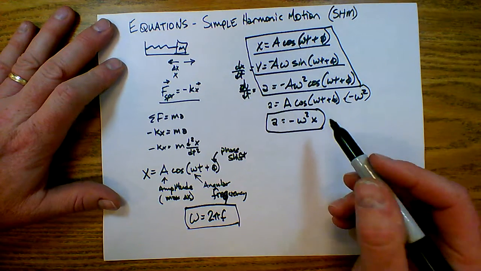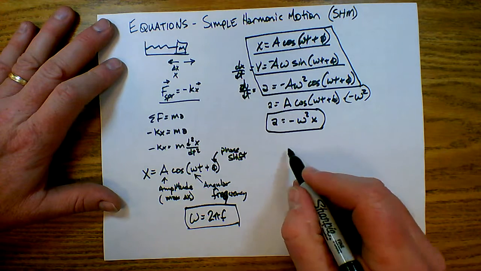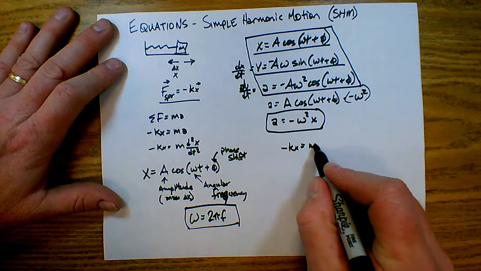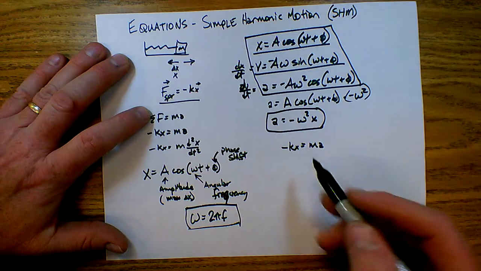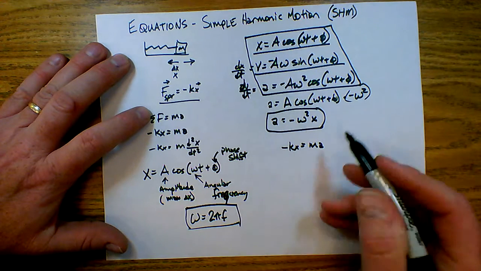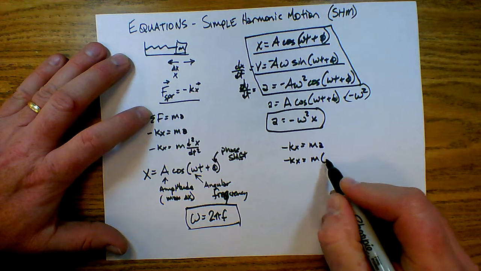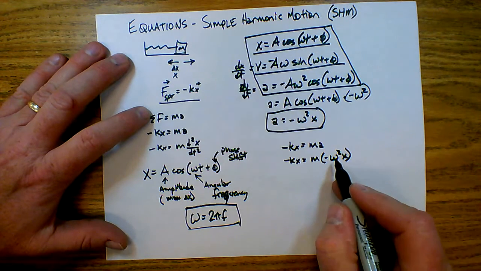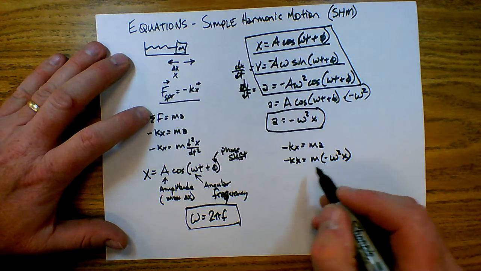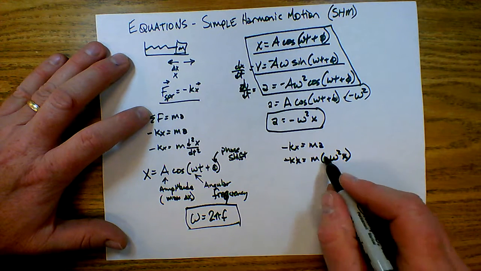Now, if we come back to this original, minus kx equals ma. And we remember that acceleration is minus omega squared x. I end up with minus kx equals m times minus omega squared x. Now, let's solve this for omega. The x will divide out, and the negatives will divide out.